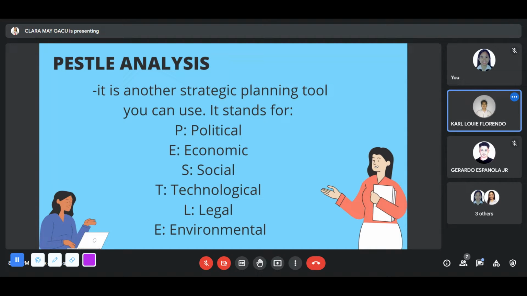Next, E stands for economic. When I say economic factors, it has a direct impact on the economy and its performance, which in turn directly impacts the organization and its profitability. Factors include interest rates, employment or unemployment rates, raw material cost, and foreign exchange rates.